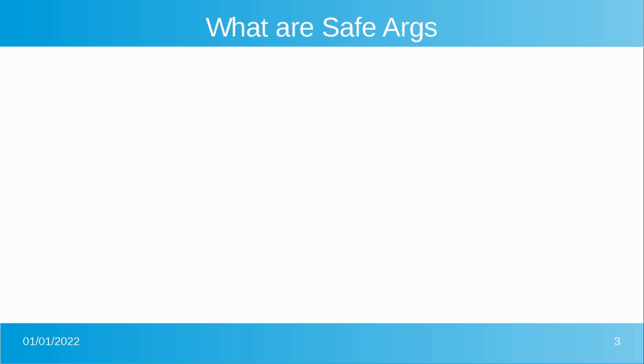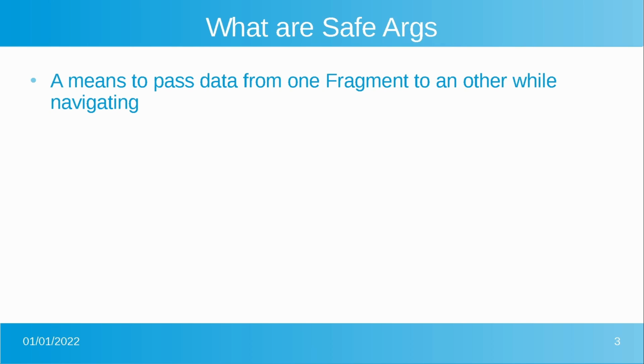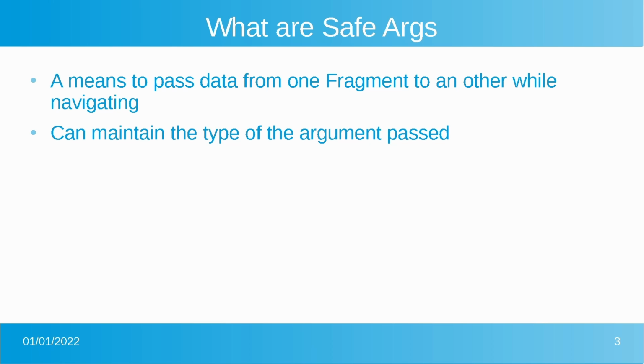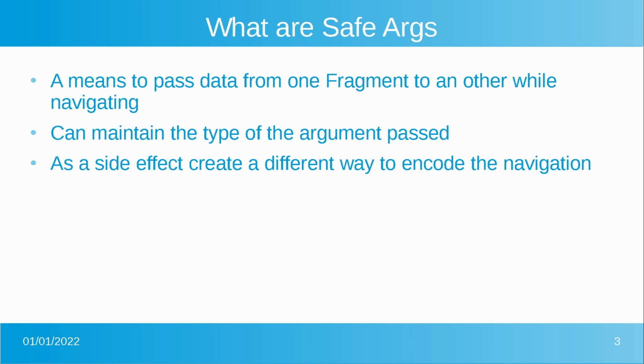What are safe args? Safe args are a means to pass data from one fragment to another while navigating. So you're navigating from one fragment to another one and you want to pass some data between the fragments. This is what we'll show how to do in this video. It can also maintain argument type, and it's very strongly advised to use the types and not to infer the types. As a side effect, you'll also see a different way to write the code for navigating, and I think it's a nicer way of writing the code.